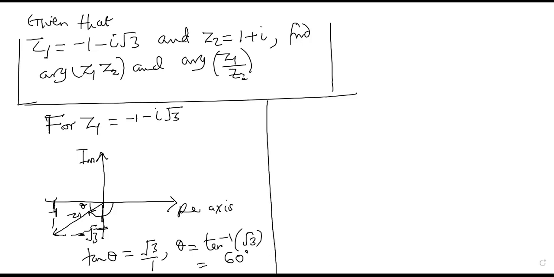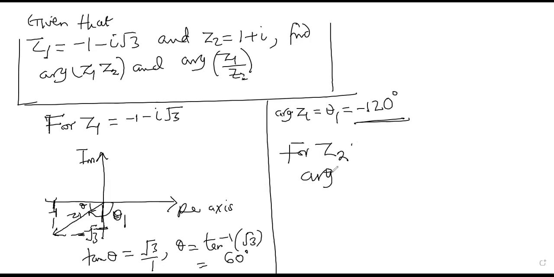So if that is theta, then the argument of Z1 is equal to theta 1, from this to the positive x, which is negative 120. That is how we get argument one. Argument two for Z2, that one we did as our first part when we were getting the arguments. So you will sketch and do. You get your argument of Z2 as 45 degrees.